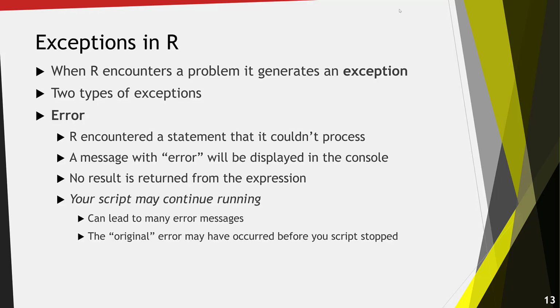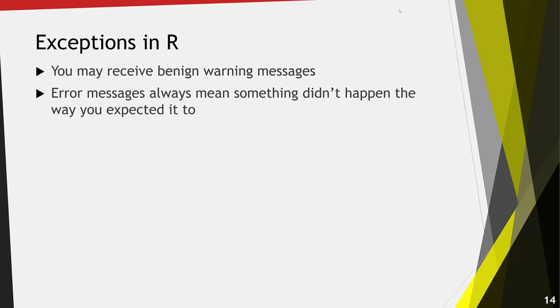As a bit of a warning, with R, even if it encounters an error, your script may continue running. This can actually lead to many error messages because when you encounter an error exception, nothing is returned, and that can lead to cases where part of your code is expecting something that it never gets. So when you encounter an error exception, it's a good idea to scroll through the console and look back to see exactly where the first error you encountered is, because the original error might have occurred way before your script stopped. So as a general rule in R, error messages are always bad.